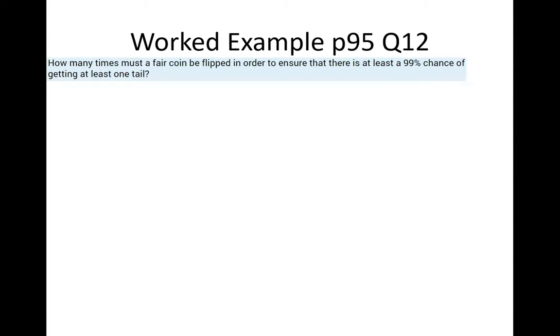Okay. Last one. How many times must a fair coin be flipped in order to ensure that there is at least a 99% chance of getting at least one tail? Now, there are 2 things in here that we have to watch carefully. At least 99%, at least one tail. And I told you before, when you get questions that involve the words at least, you turn them round on themselves and you state the opposite.